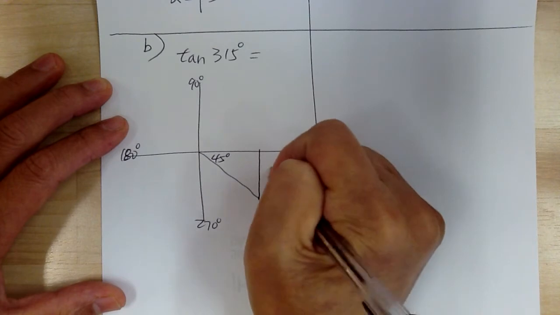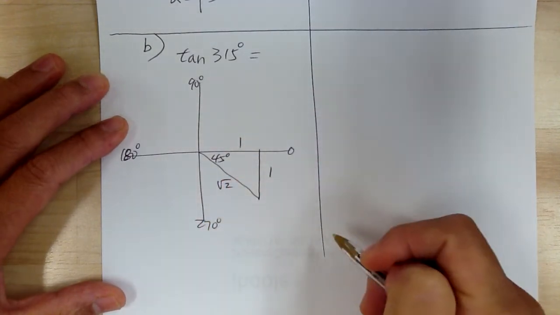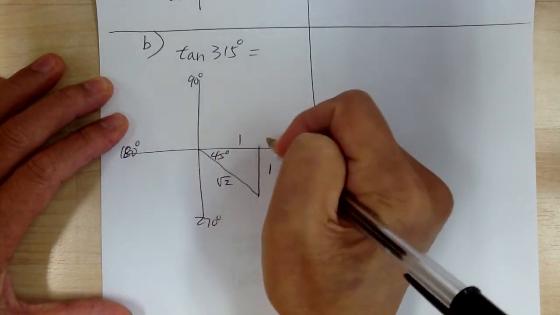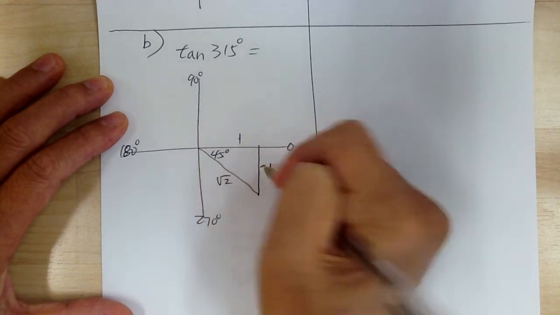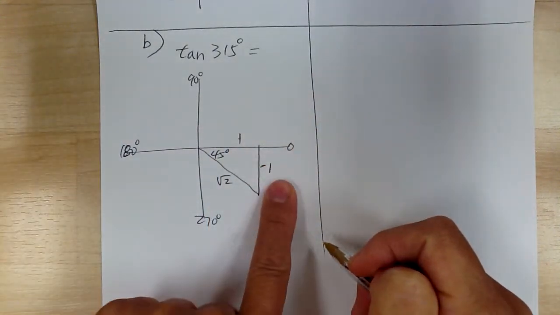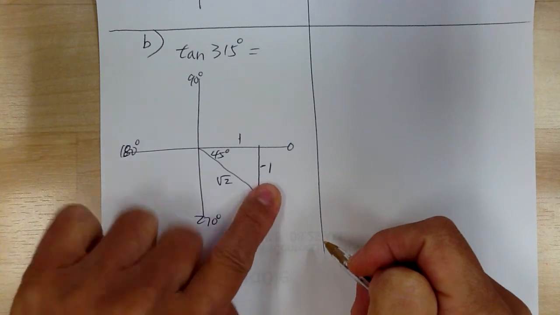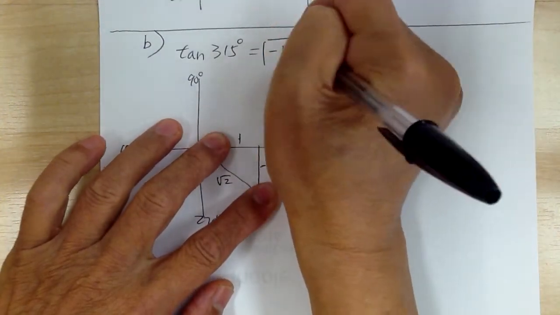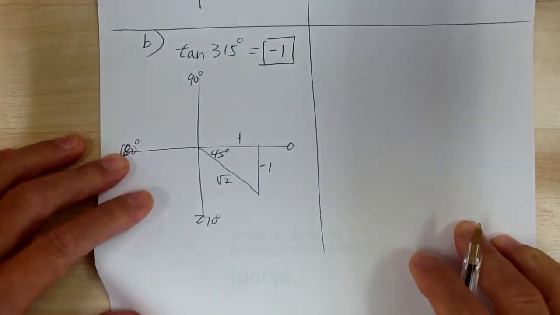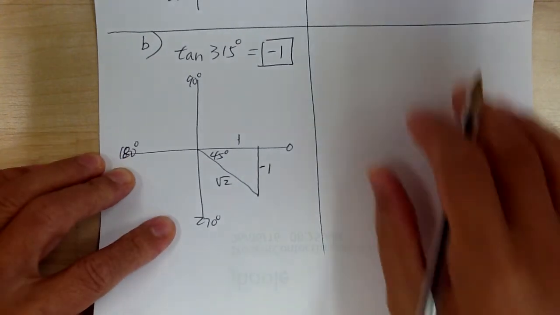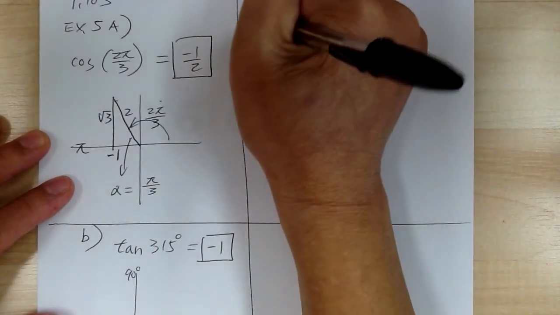So in this case, you're going to get 1, 1, square root of 2. And for the positive, negative, this is positive, this is negative. So tangent is vertical over horizontal. So it's negative 1 over 1, which equals negative 1. Okay? Okay, let's go to C.